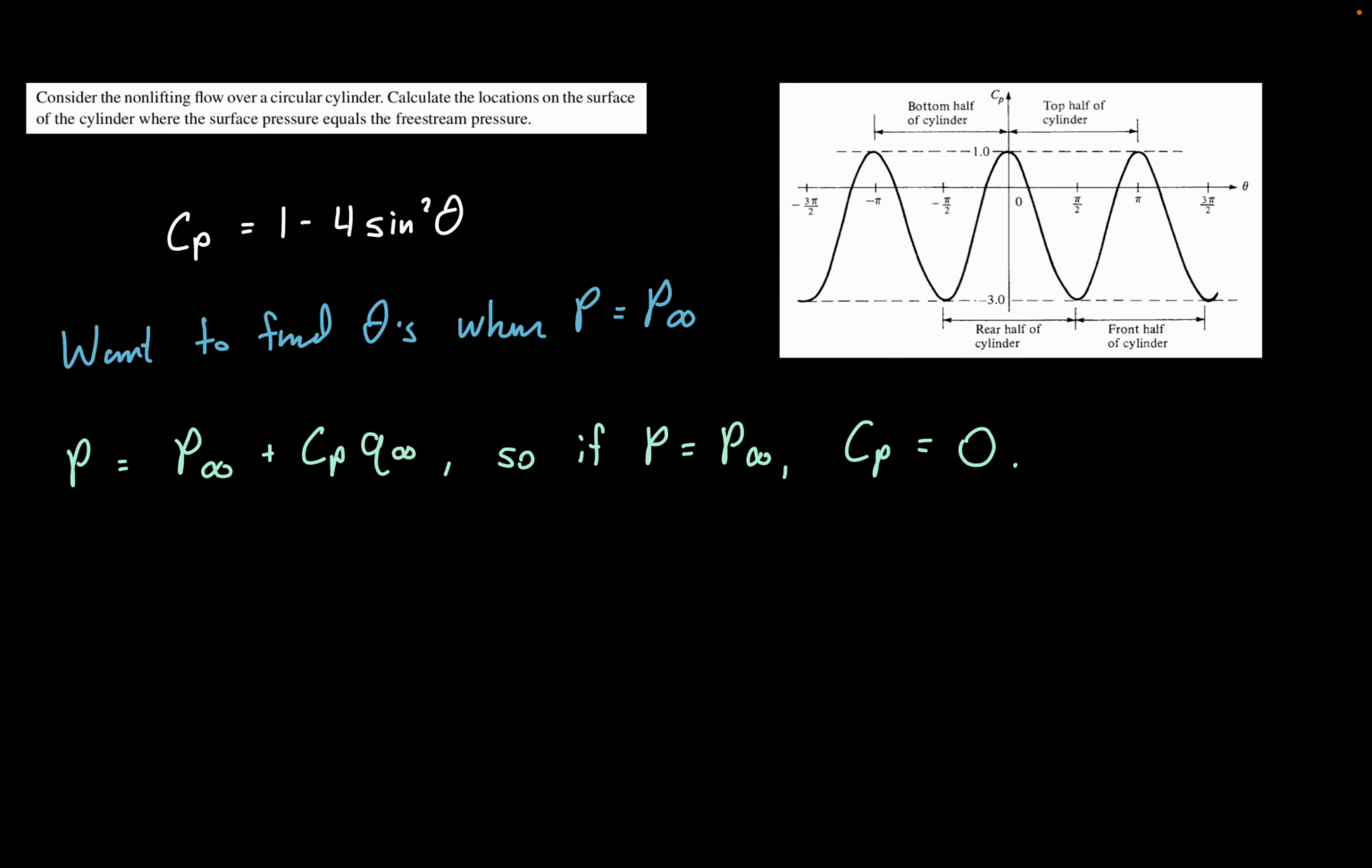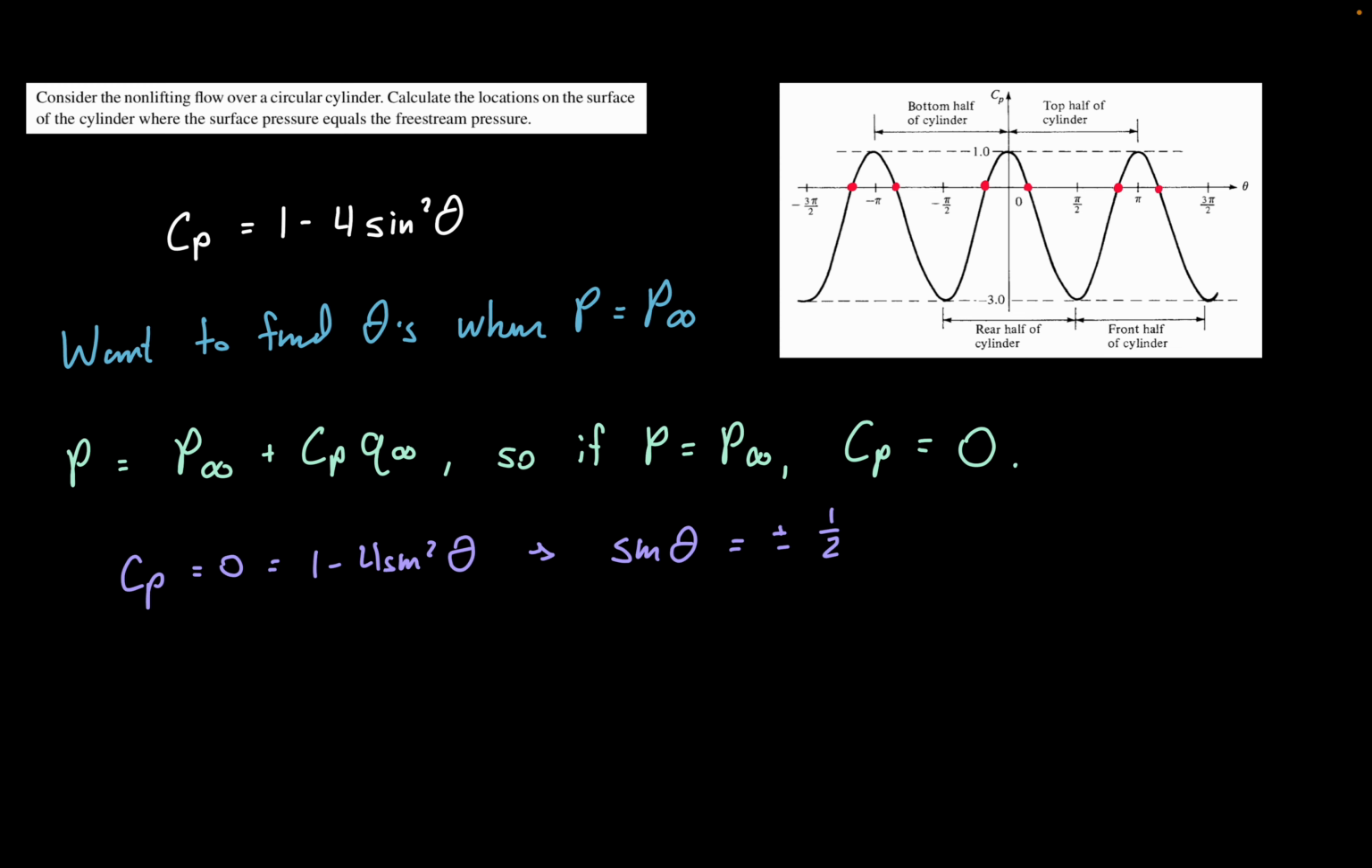to 0. Essentially what we're doing is trying to find some of these points that I'm highlighting in red here. That's when our coefficient of pressure will be equal to 0 for a non-lifting flow over a circular cylinder. So we can set Cp equal to 0, and we'll have the rest of our equation here. And then we can solve for sine theta, which is going to be equal to plus or minus 1/2.